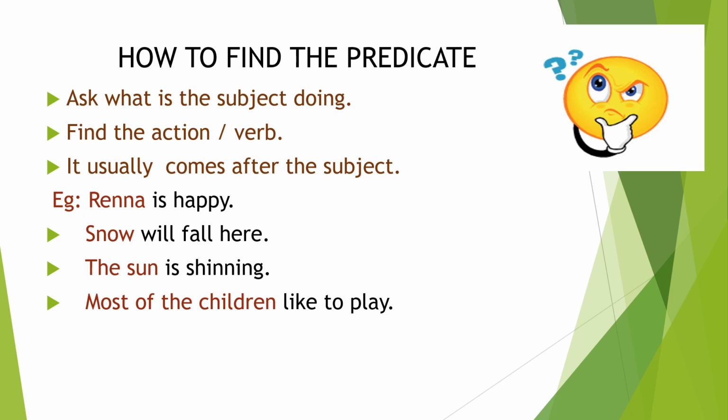The third one, the sun is shining. What about the sun? It's shining. So, is shining will be your predicate. Most of the children like to play. As we have discussed earlier, here the subject is most of the children. So, what about most of the children? They like to play. Here, like to play will be your predicate.